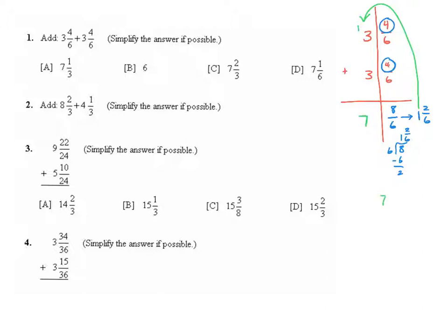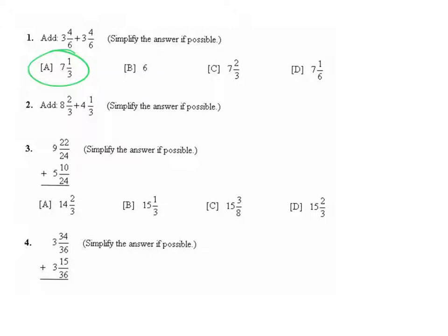So the answer that I am getting is 7 and 2/6, but that's not in simplest form. 2/6 has a common factor of 2, because 2 divided by 2 equals 1, and 6 divided by 2 equals 3. So 7 and 2/6 is equal to 7 and 1/3 in simplest form.